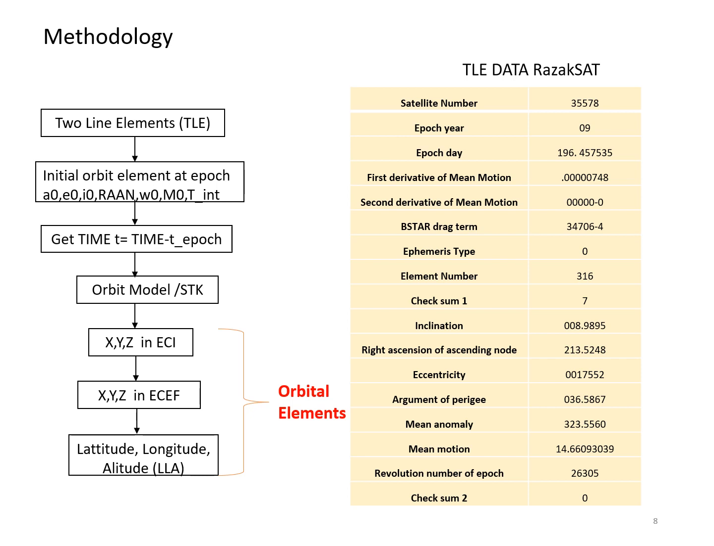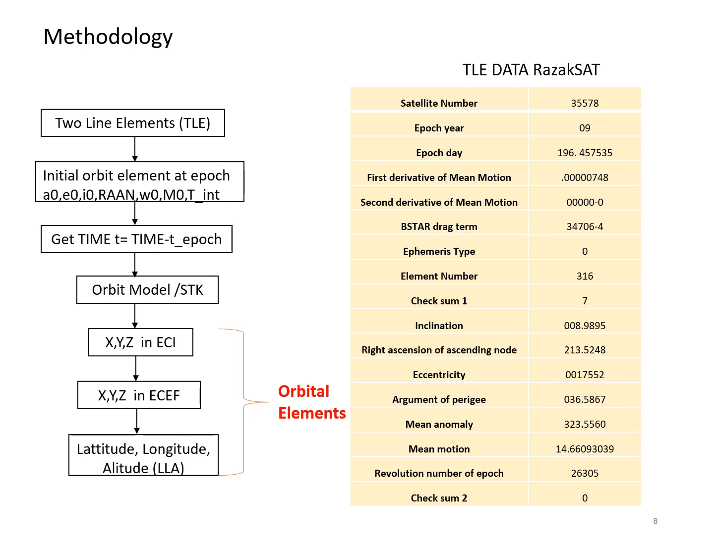So I go to the methodology. The methodology starts with the TLE data for Razaksat. TLE is the initial information of the satellite orbit and the basic data used for calculating the position vector in the orbit.